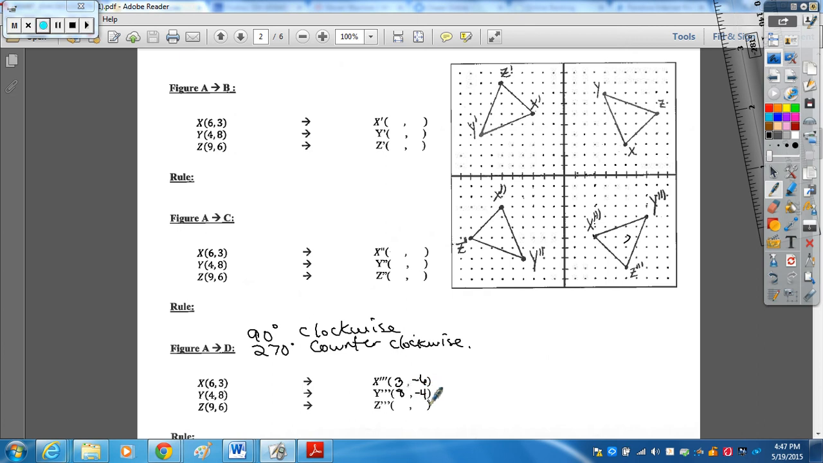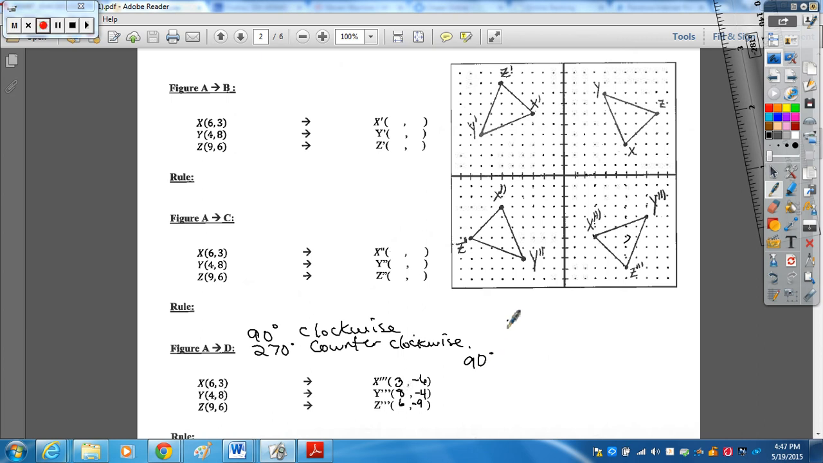Now if you look at what we have previously over here, we are switching and we're making the Y value negative. So if we switch 6, 9, make the Y value negative right there. Let's see if that works. 6, negative 9. 1, 2, 3, 4, 5, 6. 1, 2, 3, 4, 5, 6, 7, 8, 9. Good deal. So again, you can use that rule when you're doing a 90-degree clockwise rotation.